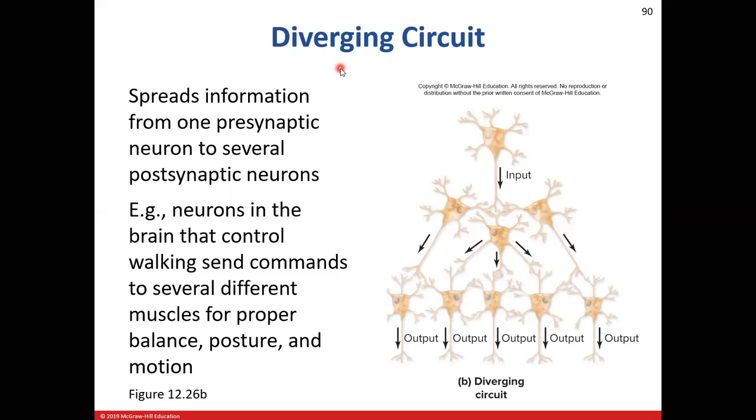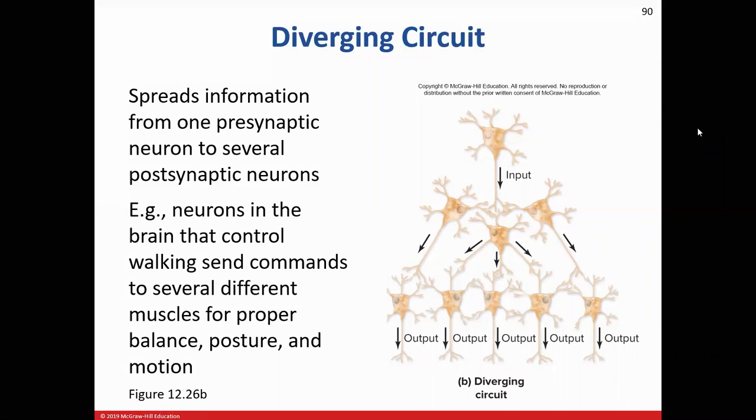Our next type is a diverging circuit. Now this is kind of the opposite. Instead of converging into one location, we now go the opposite direction. We have one signal moving out that synapses with multiple neurons that then send more signals out and get us more outputs. Okay, so the signal basically is getting wider. So a diverging circuit spreads information from one presynaptic neuron to several postsynaptic neurons.